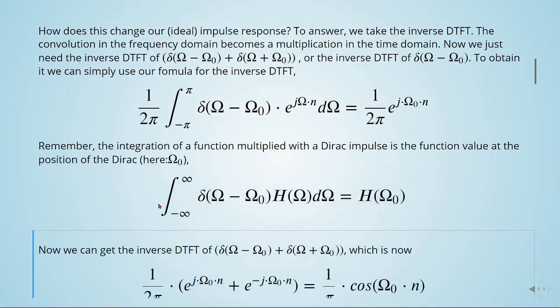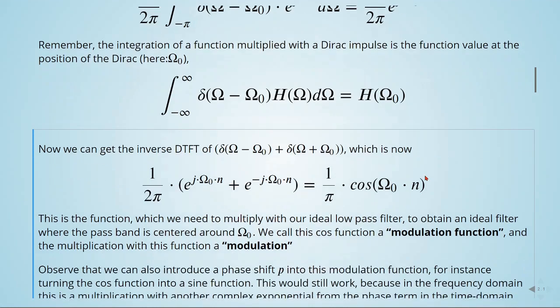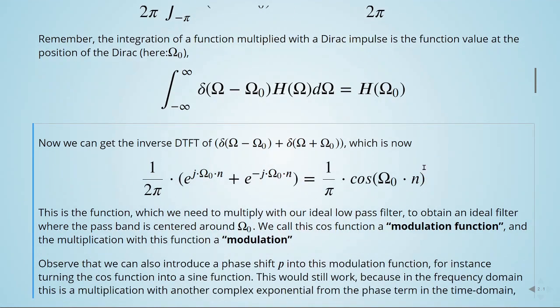So we have that this is the resulting frequency response. Now we can get the inverse DTFT, which is now this, and we have this result here. So this is the function which we need to multiply with our ideal low pass filter to obtain an ideal filter where the passband is centered at around omega null. We call this cosine function a modulation function, and the multiplication with this function is a modulation.